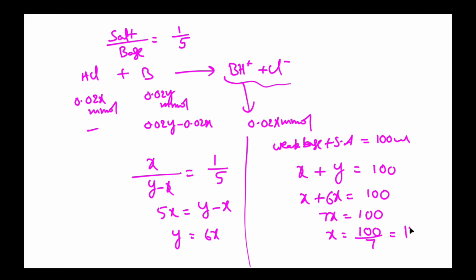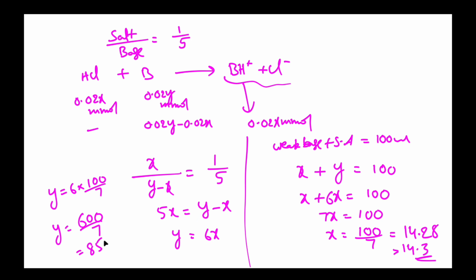So x value is nearly 14.28, nothing but 14.3. That is x value. Then y value is equal to 6x. 6 into x is how much? 100 by 7. Nothing but y is equal to 600 by 7. So 600 by 7, the value is 85.7.